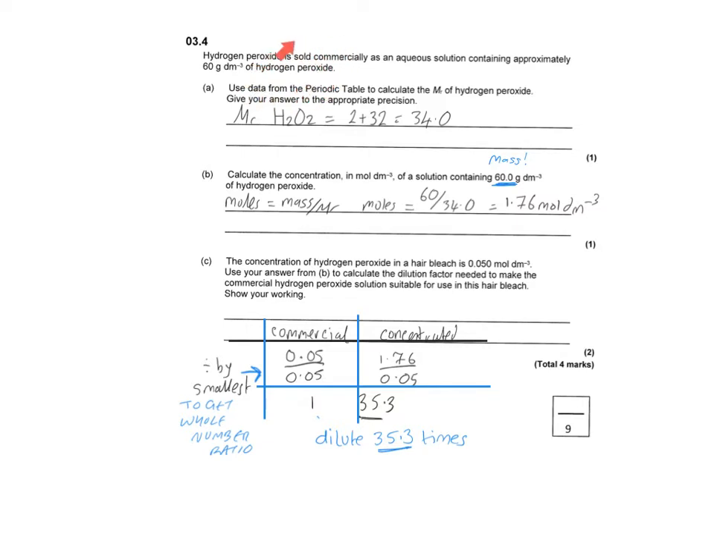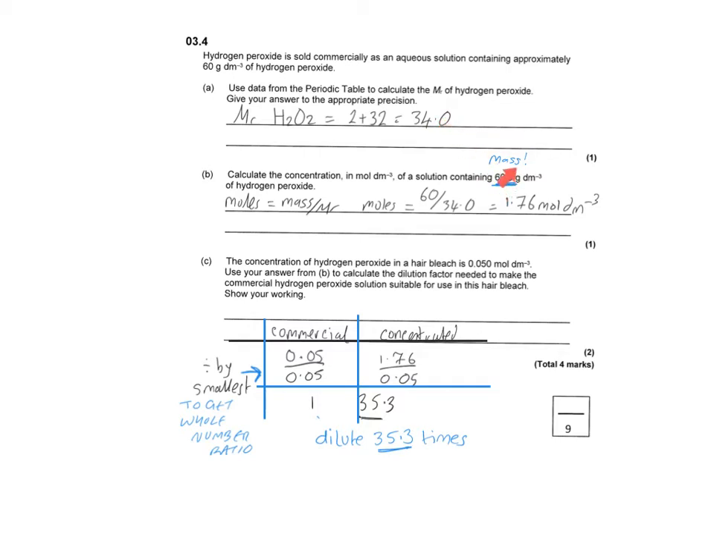hydrogen peroxide was and then just left it. But even if you'd put the wrong MR, the answers are carried forward. So the hydrogen oxide, water, is H2O. Peroxide means it's got another oxygen, H2O2, which has an MR of 34.